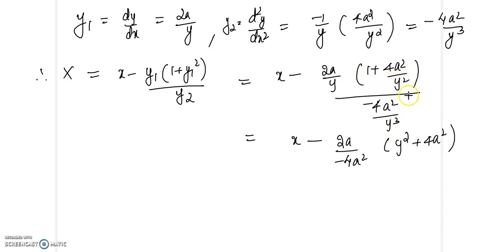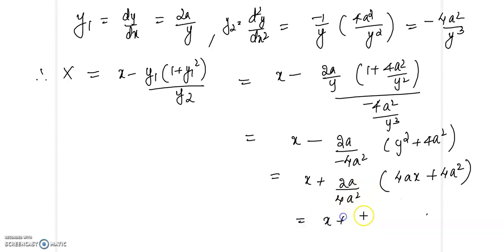Take the common denominator y square and then cancel y cube. That will be equal to x minus 2a by x plus 4a square into, this will be 4ax, since y square is 4ax plus 4a square. So 4a will cancel out, so that is 2a by a, x plus a will come. So that will be x plus 2 into x plus a. So we will get 3x plus 2a. Therefore capital X is 3x plus 2a.